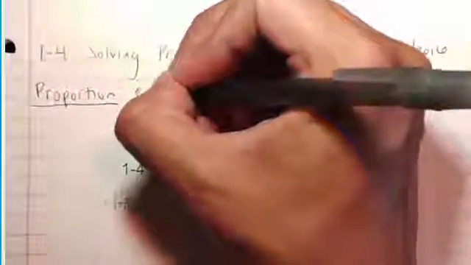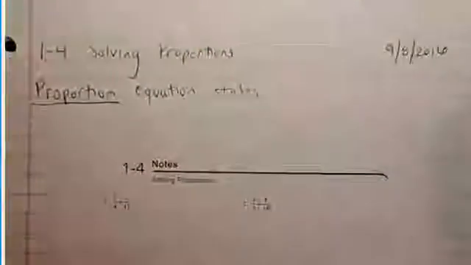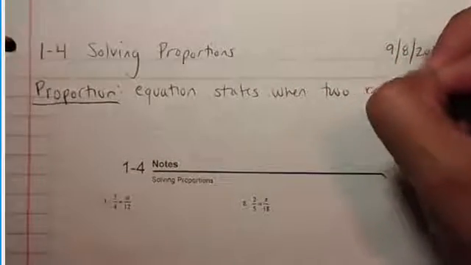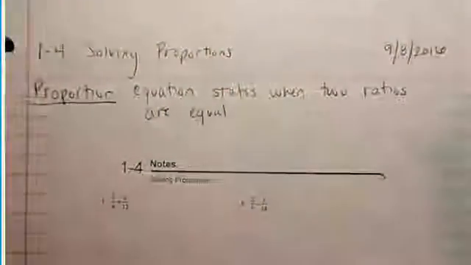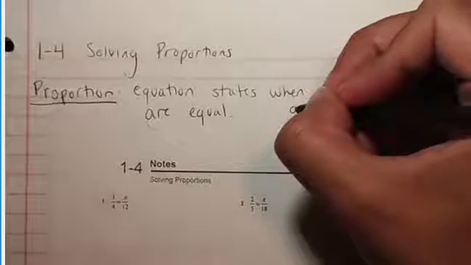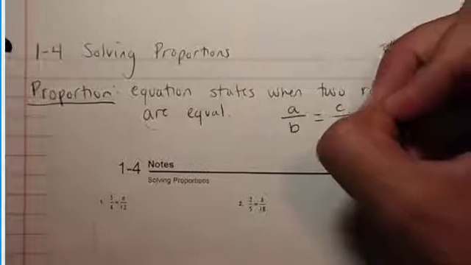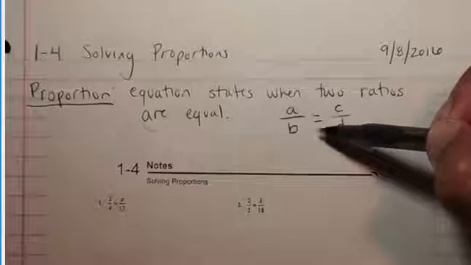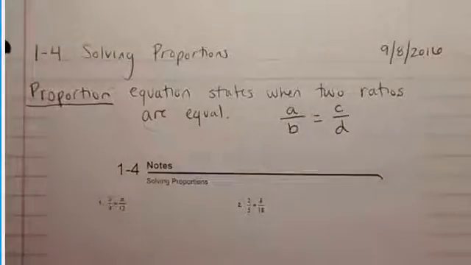A proportion is an equation that states when two ratios, in that case could look like two fractions, are equal. And if I draw a picture using algebraic terms, I could have A over B, remember these variables could be any number, is equal to C over D. This ratio on the left side, A over B, is equal to C over D. So this fraction is equal to this fraction. Okay, that's what a proportion is.